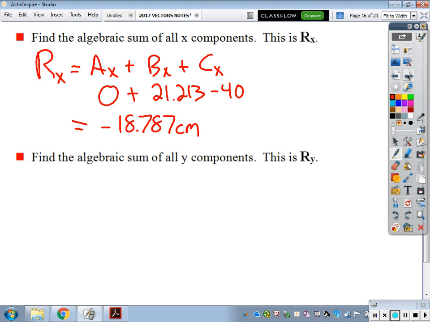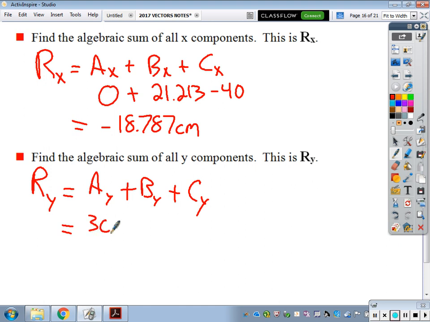All right, we're going to do the exact same process for Ry. So Ry would be equal to Ay plus By plus Cy. Okay, what was Ay? Okay, we had 30 centimeters for that. So plus By, 21.213 plus Cy, which was 0. Don't you dare touch your calculators. What's Ry?